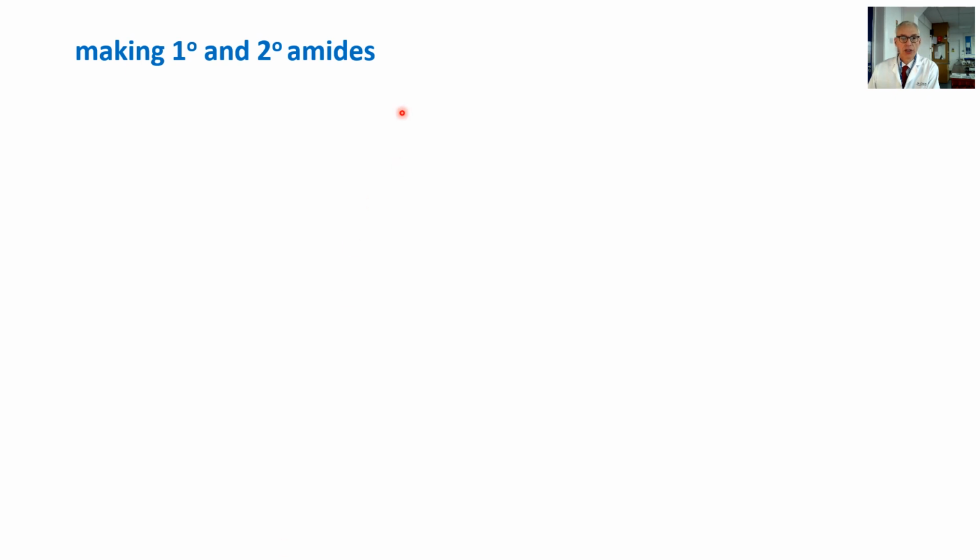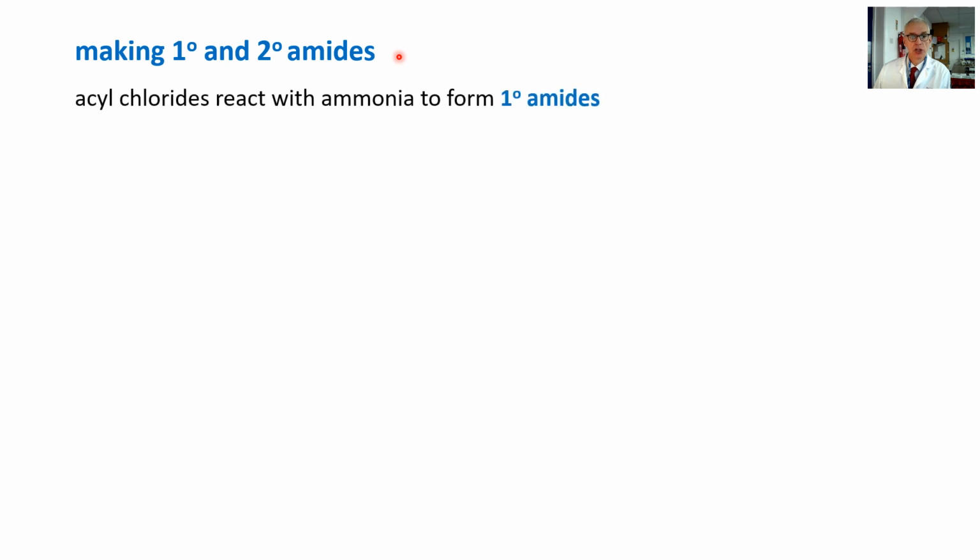So let's look at how to make primary and secondary amides. Now, this is actually listed in the reactions of acyl chlorides in the specification. However, it's a good opportunity to revisit and to make links. So it is indeed a reaction of an acyl chloride with ammonia that makes a primary amide.